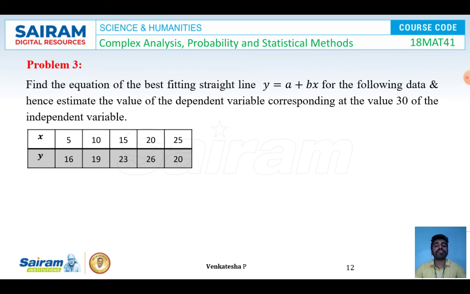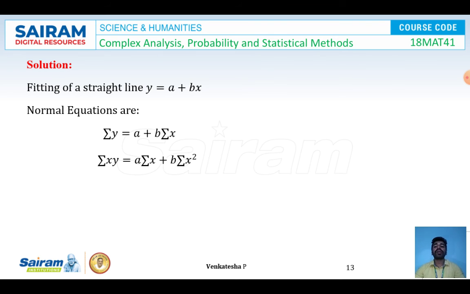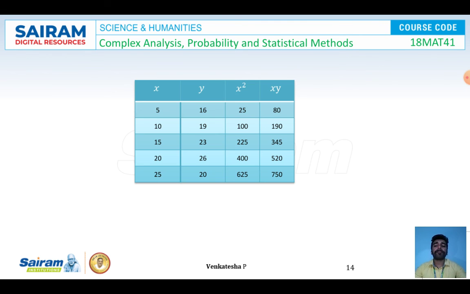So now make the normal equations for the given equation y is equal to a plus bx. Applying summation, we get summation y is equal to na plus b summation x. Multiplying x on both sides and then applying summation, we get summation xy is equal to a summation x plus b summation x square. Now I am going to calculate summation y, summation x, summation x square, summation xy using a tabular column. The tabular column must have x, y, x square, xy. X is given like 5, 10, 15, 20, 25. Y is given like 16, 19, 23, 26, 20.